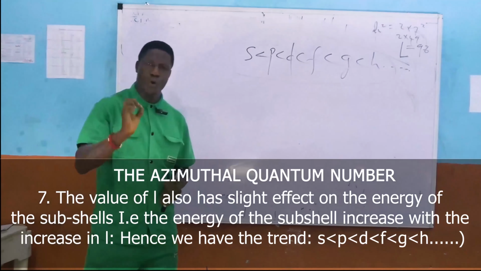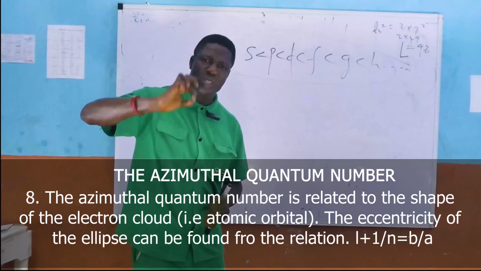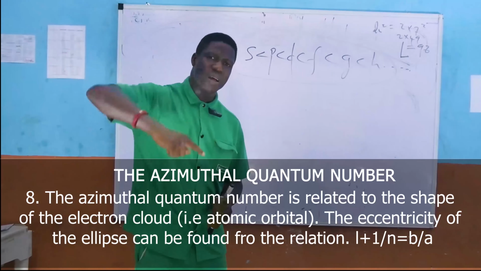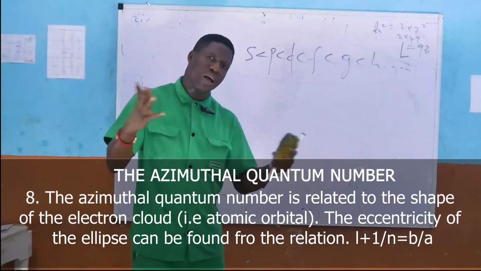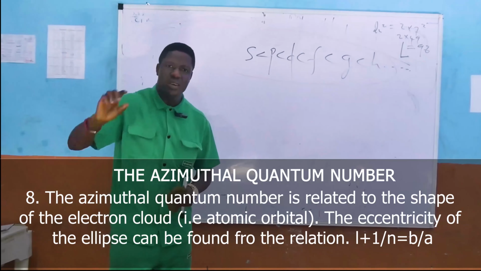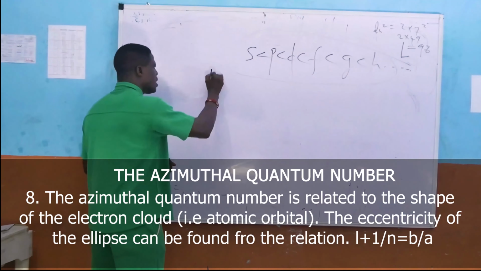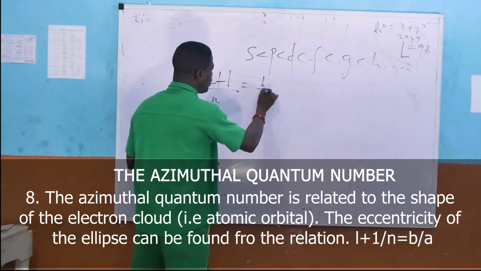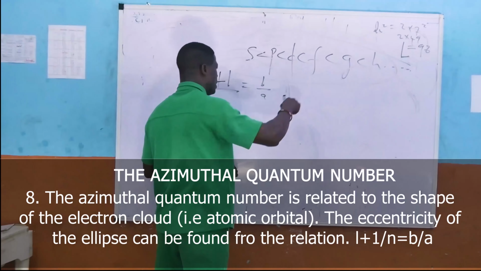Another vital knowledge you need to know concerning the azimuthal quantum number is that the azimuthal quantum number, denoted by small letter l, is in a way related to the energy of the electron cloud, otherwise known as the atomic orbital. In this case, the eccentricity of the ellipse can be obtained using the formula that says l plus 1 all over n is equal to b all over a. This is the formula by means of which the eccentricity of the ellipse can be obtained.